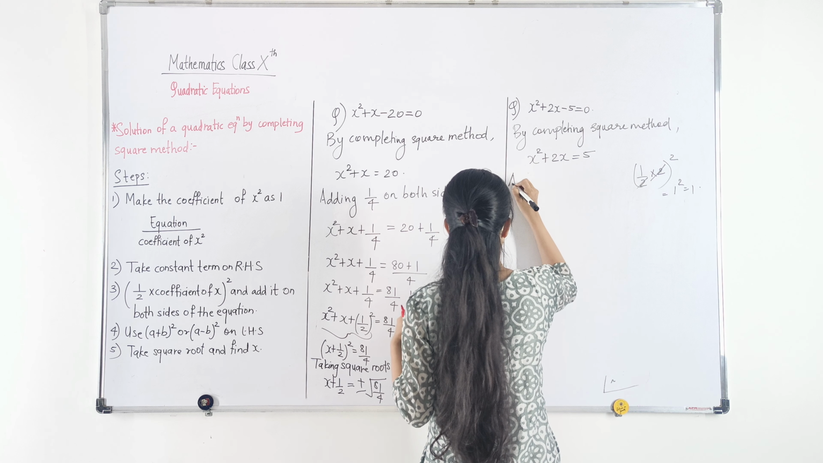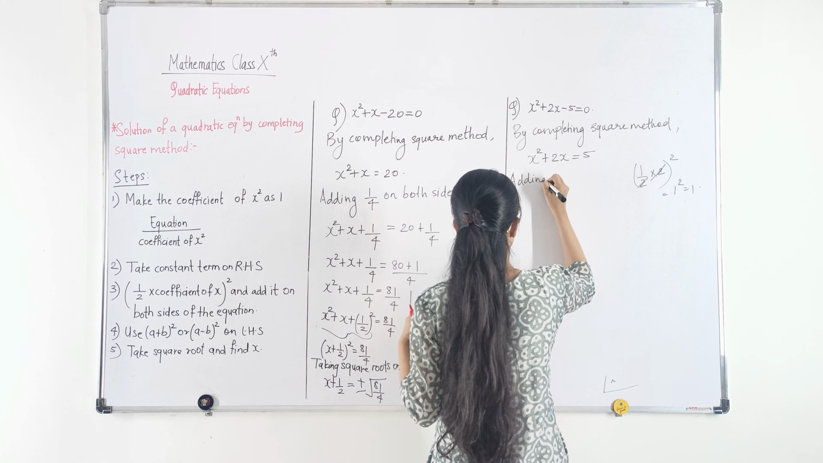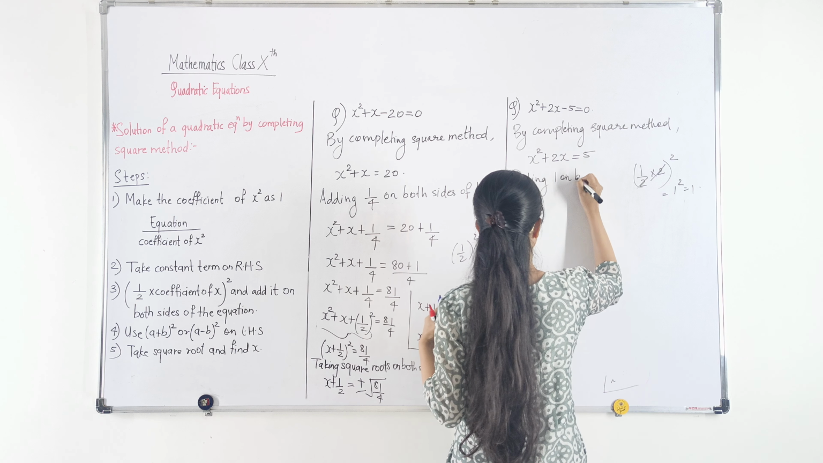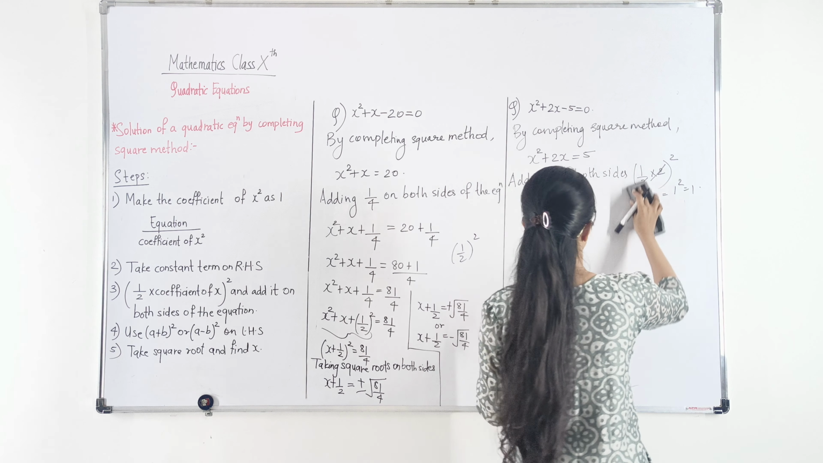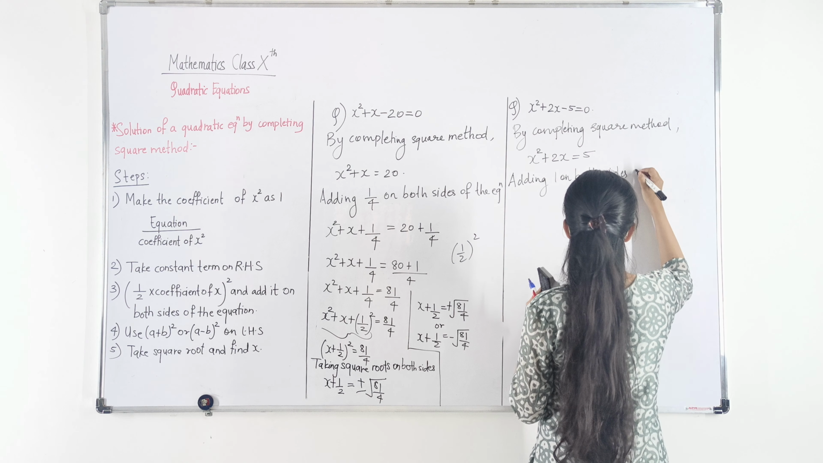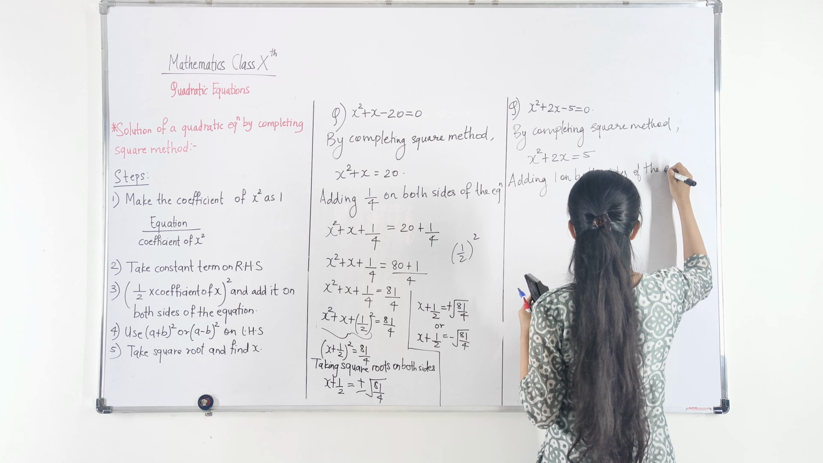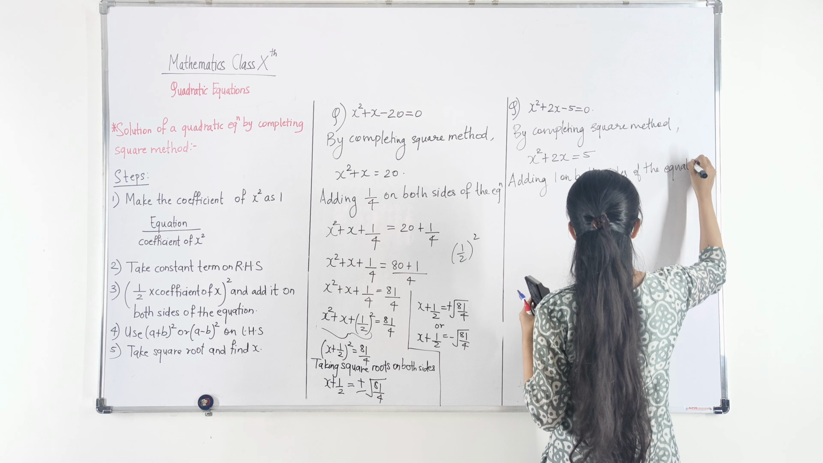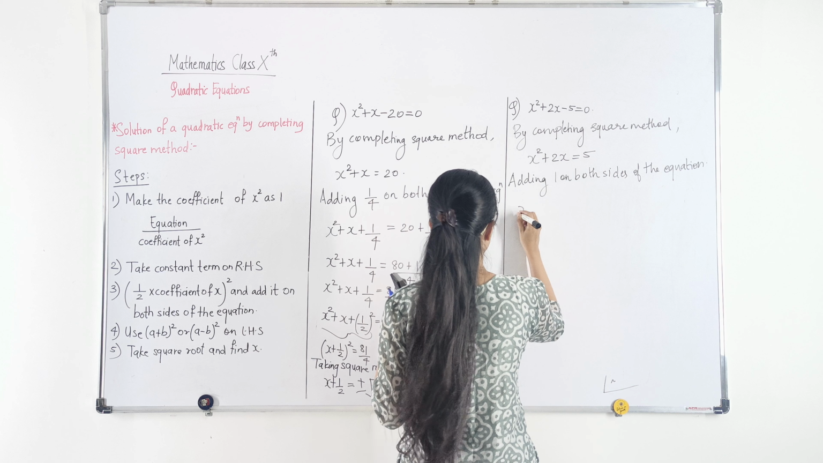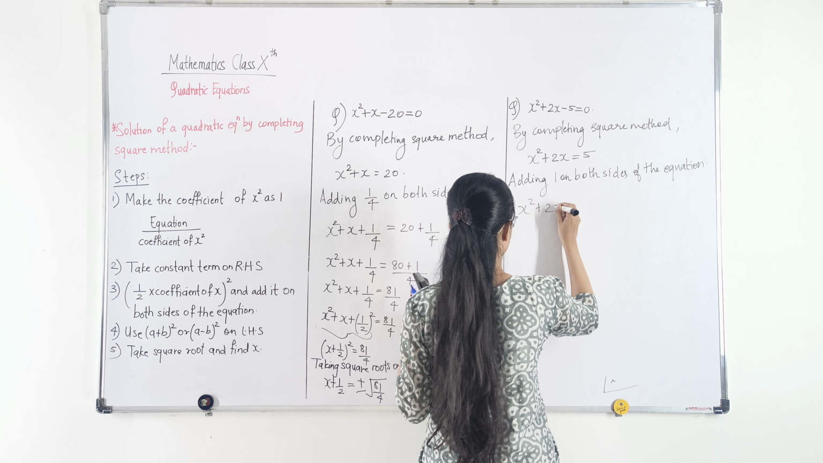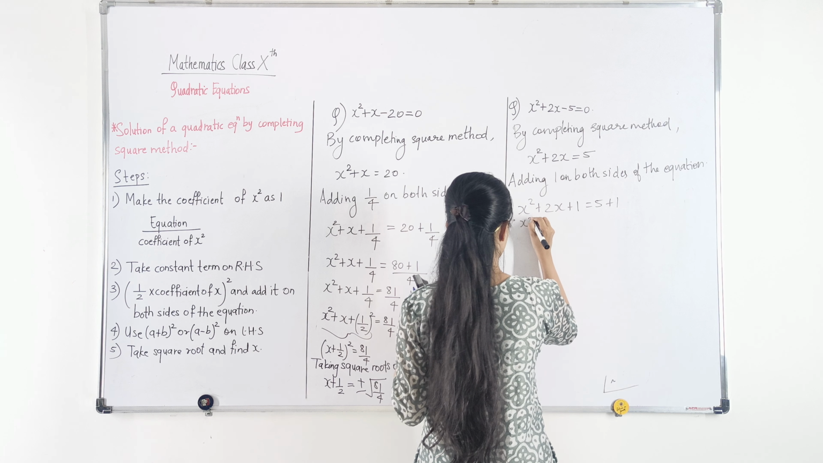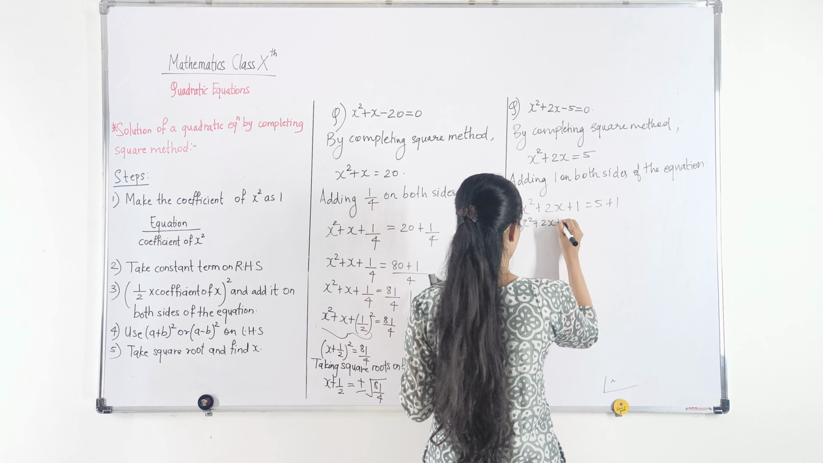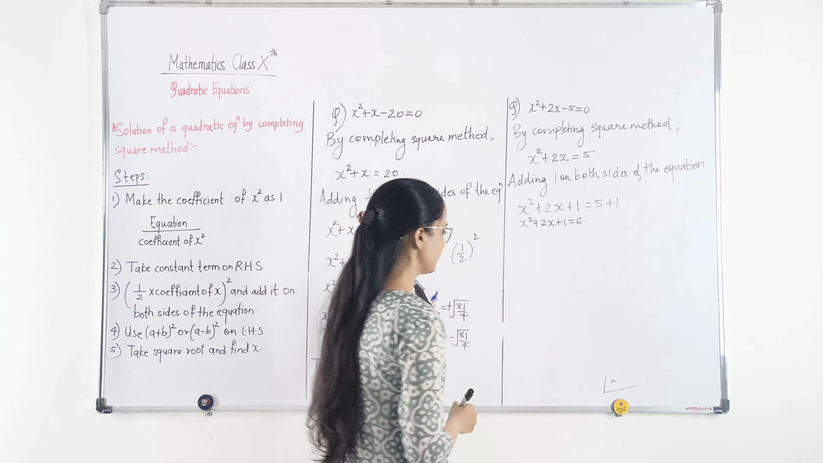So mention that adding 1 on both sides of the equation. So we get x square plus 2x plus 1 equals to 5 plus 1. That is x square plus 2x plus 1 equals to 6.